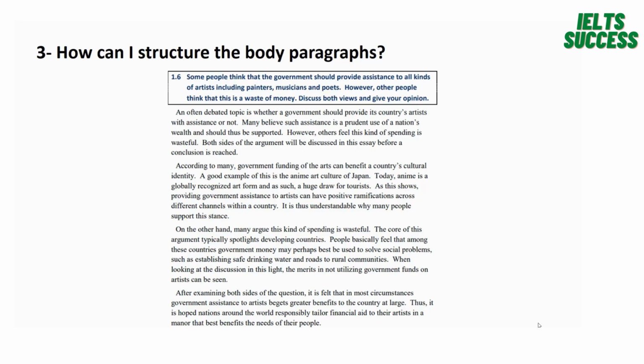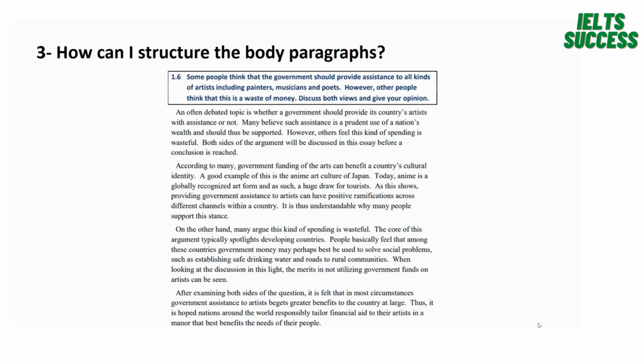And as you can see, the essay is made of 4 paragraphs. We have the introduction, 2 body paragraphs, and a conclusion. Let's read the introduction together in order to identify the thesis statement. An often debated topic is whether a government should provide its country's artists with assistance or not. Many believe such assistance is a prudent use of a nation's wealth and should thus be supported.